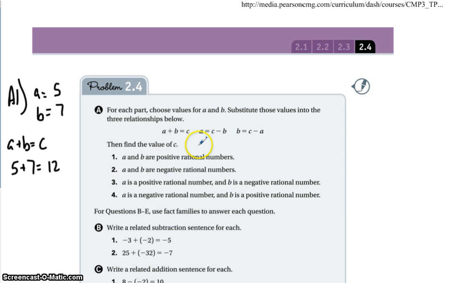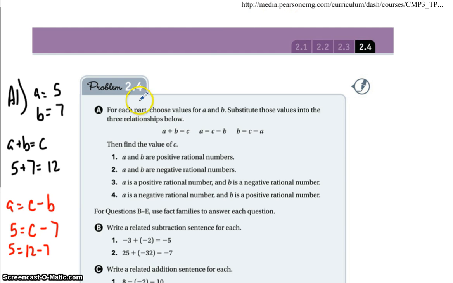Now, for the next one, I have A equals C minus B. Here's what we're going to do. We're going to say that 5 would equal C minus 7. And then if C is in fact 12, this should work. So 5 equals, I'm going to put 12 here, minus 7. 12 minus 7 is 5, and so it does work.